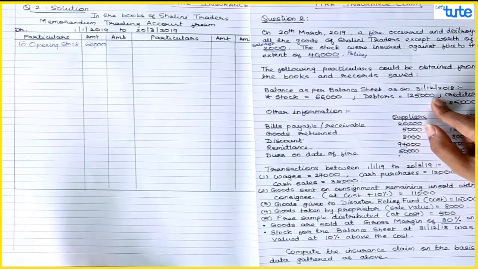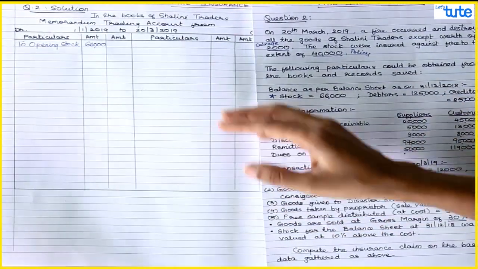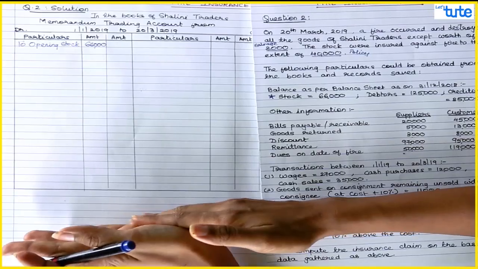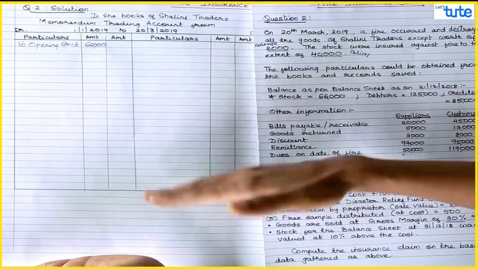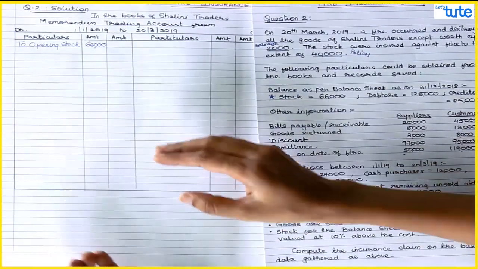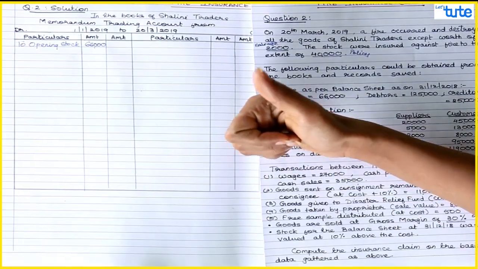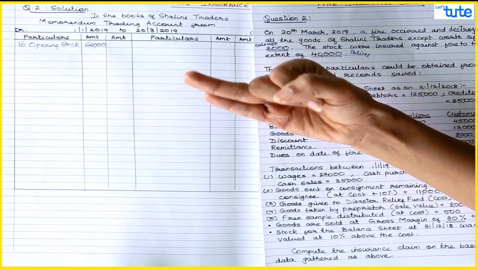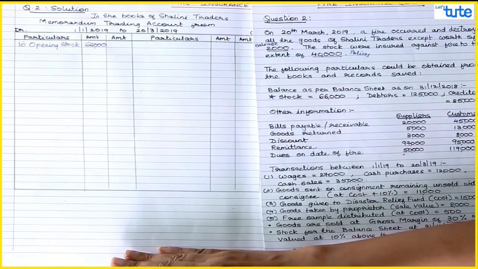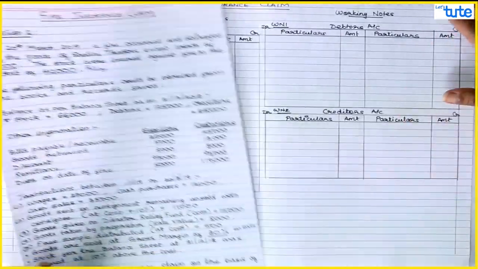Next we have debtors and creditors. So guys, what you do in your exam, you leave some space for your trading account depending on the adjustments. So you can leave the half page or 3/4 of the page for your trading account. Then also leave some space for finding actual loss and claim. We do 3 steps: stock on date of fire, actual loss and claim amount. So leave some space for that and then start with your working notes.